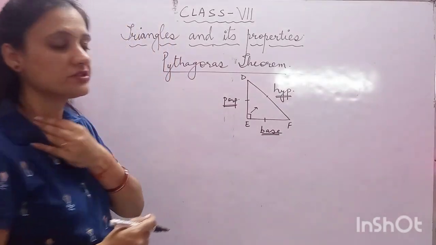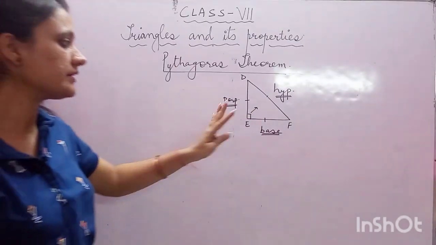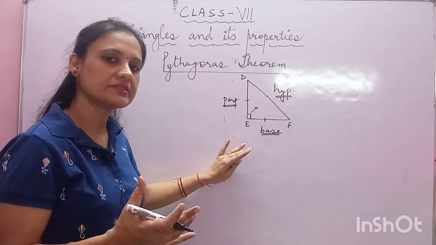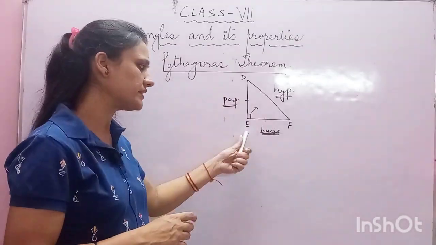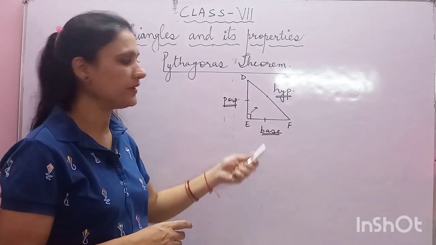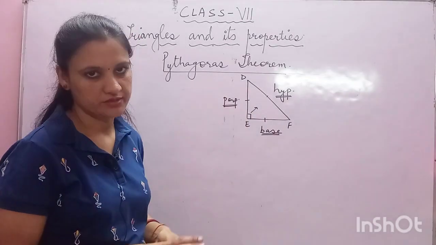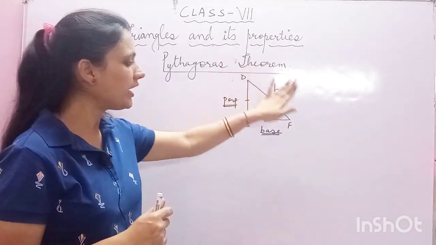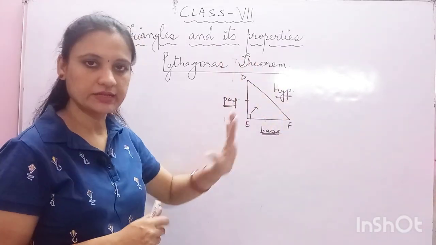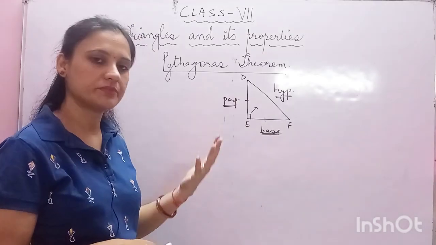So I hope you understood all the parts of a right angle triangle. Which is the longest side here? The longest side is DF. Base, you can take it either as EF or DE, and perpendicular either DE or EF, right? So I hope you understood. I have just explained to you about the right angle triangle. Now let us take up the property.